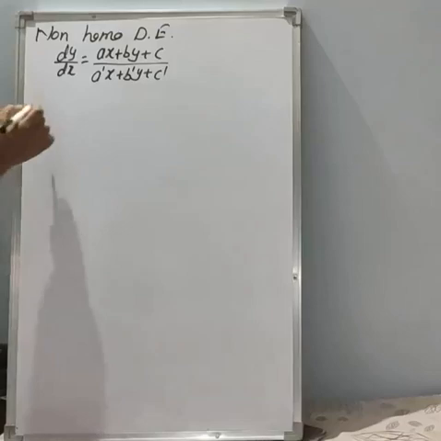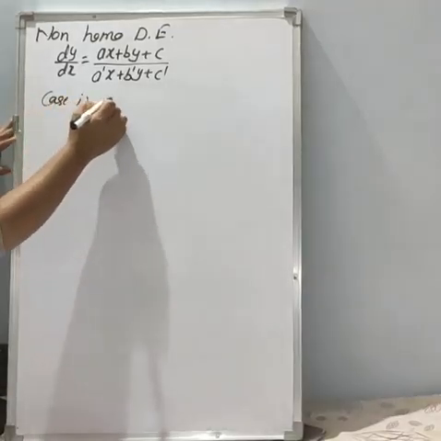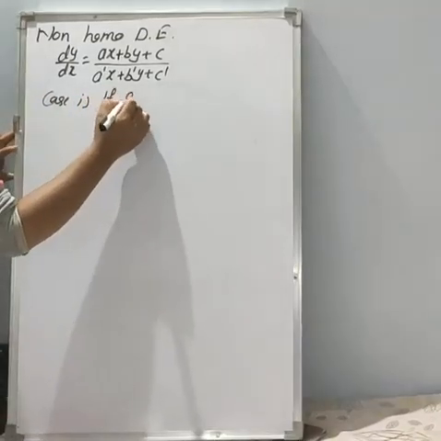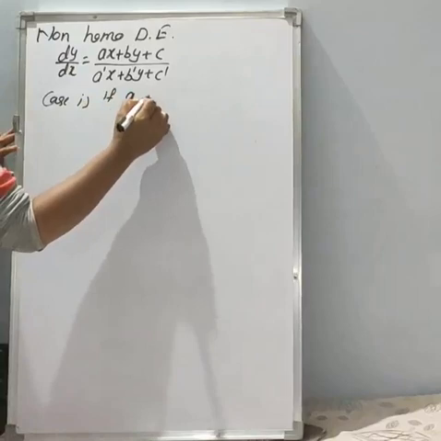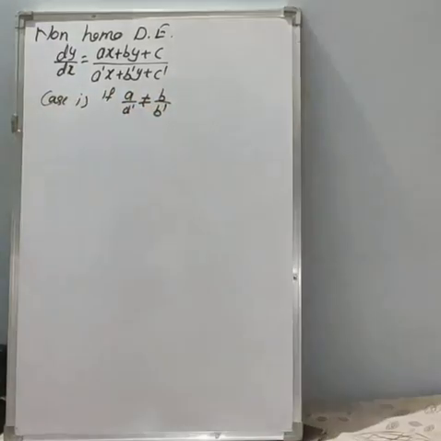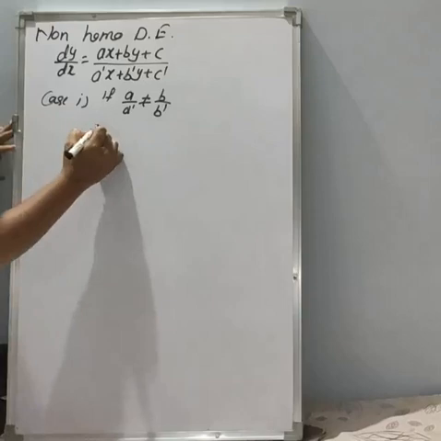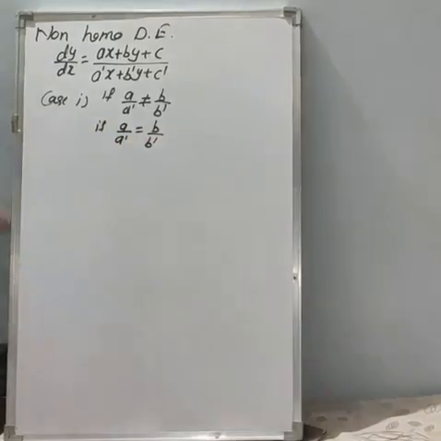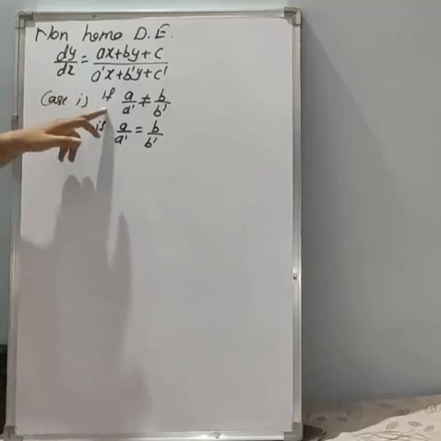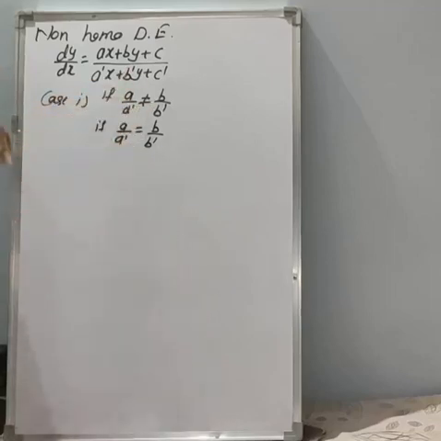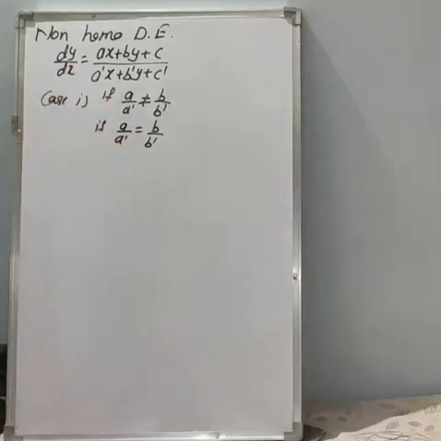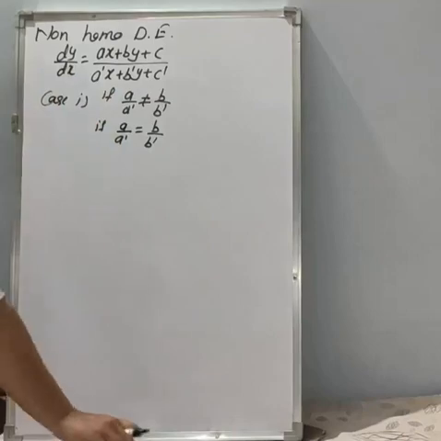See, there are two cases. In case 1, if a divided by a dash is not equal to b divided by b dash. Okay, that is the first case. Similarly, if a divided by a dash is equal to b divided by b dash. Okay, these two cases. Suppose in the given differential equation, a by a dash is not equal to b by b dash, then how to find the solution? And suppose a by a dash is equal to b by b dash, then how to find the solution? So let us see one by one.